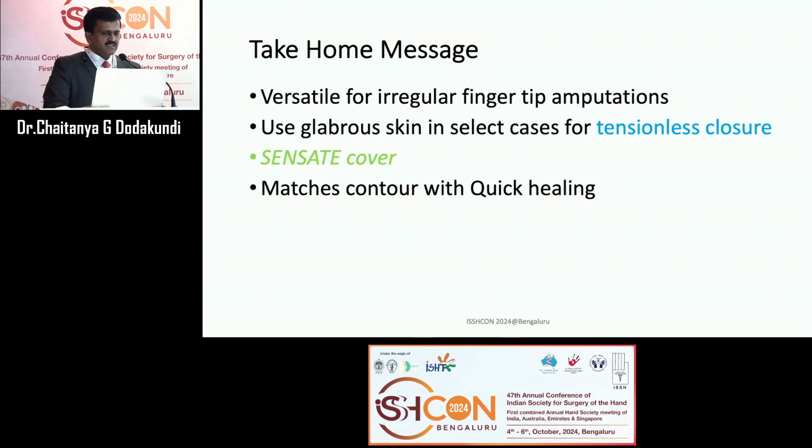Take-home message is it's a very versatile flap, especially for irregular fingertip amputations. It's very important that whenever you suture it into the defect, you have a tensionless suture closure. It provides a reliable sensate cover, and it also matches contour.